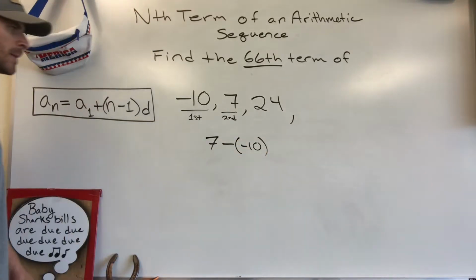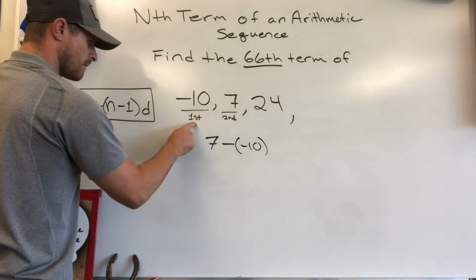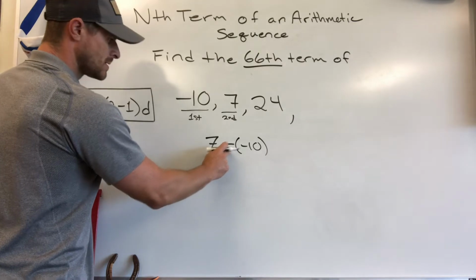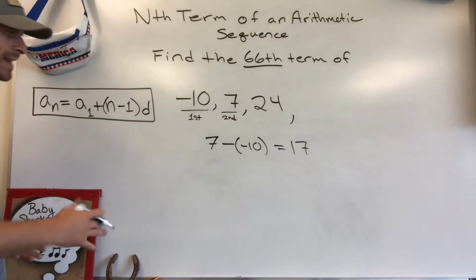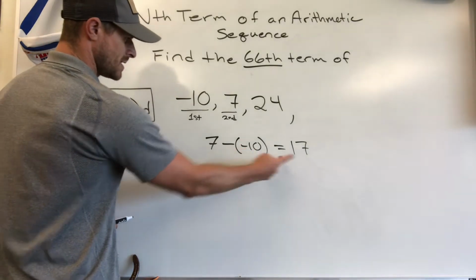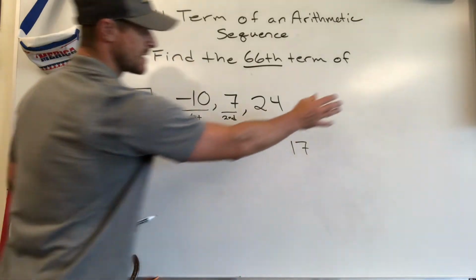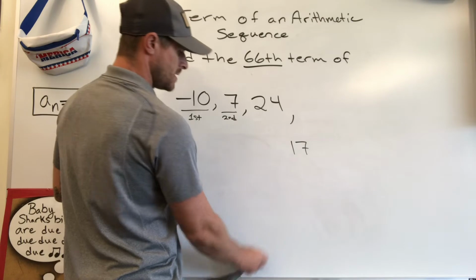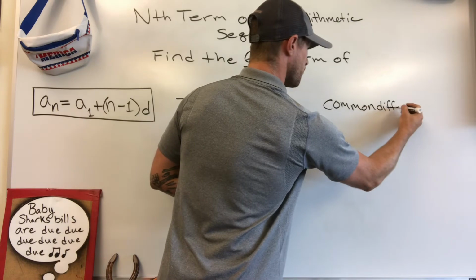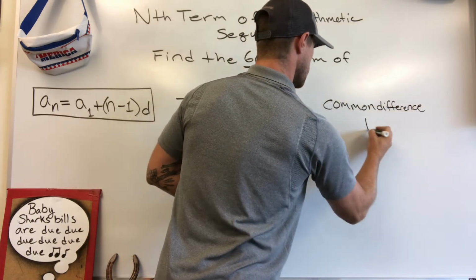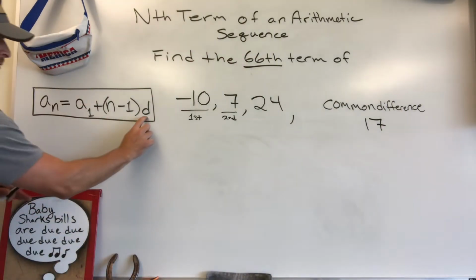One more time, how do we find a common difference? In an arithmetic sequence, second term minus first term. So 7 minus negative 10 results in 17 because subtracting a negative is really adding. So this is basically saying 7 plus 10, 17. Now that we know our common difference is 17, let's list that over here. So common difference is 17. We're going to be using 17 in the formula right there.